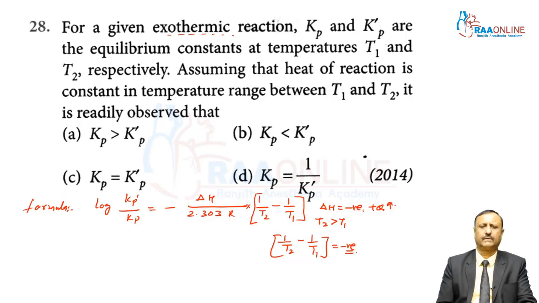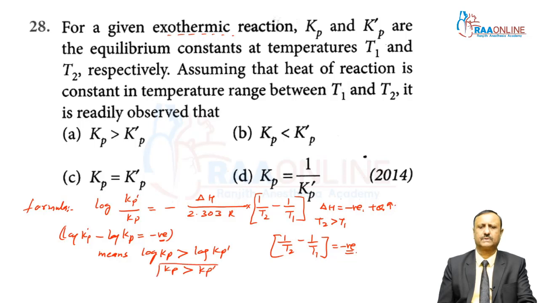Log Kp dash minus log Kp is equal to negative, so it must be negative, and it is negative when log Kp is greater than log Kp dash, or you can say Kp is greater than Kp dash. So, my dear students, you can find out the relationship between Kp and Kp dash. So, for question number 28, option A is the correct answer.